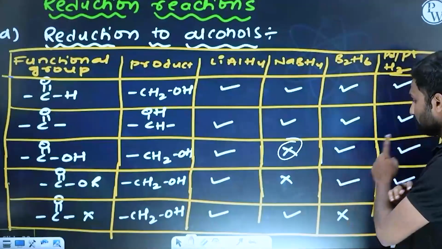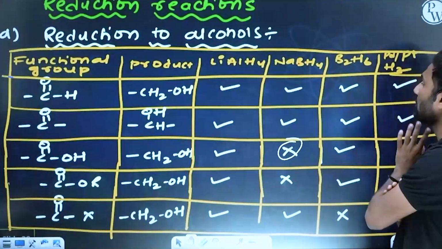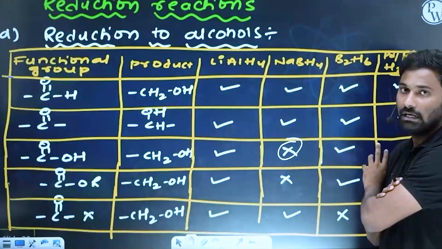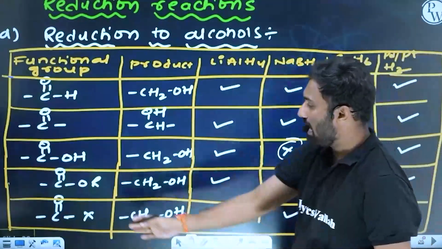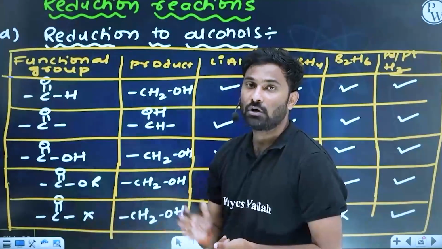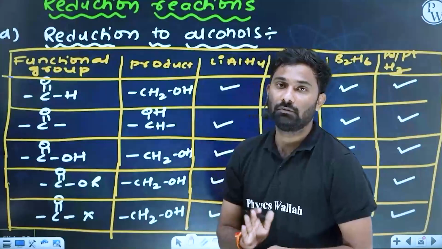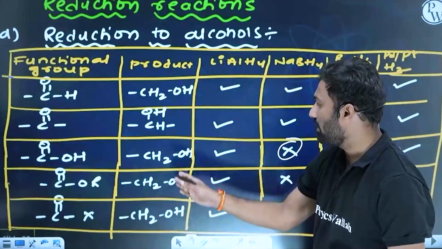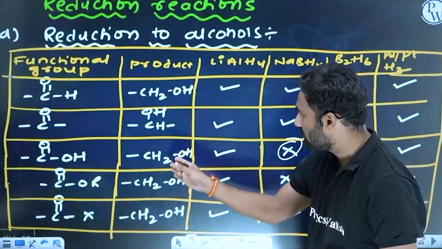Okay, next, diborane and metal in the presence of hydrogen, it will be reduced. Next, acid halide. X is the halogen, that is chlorine, bromine, iodine, fluorine, all the halogen groups. Now here also it will give the primary alcohol.